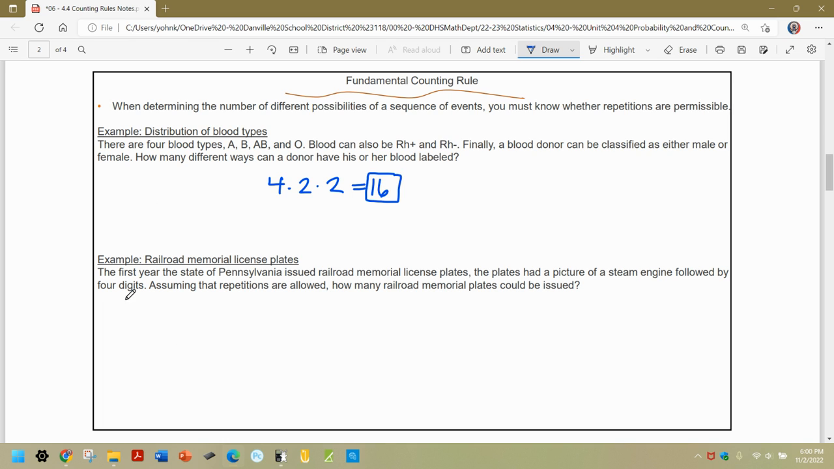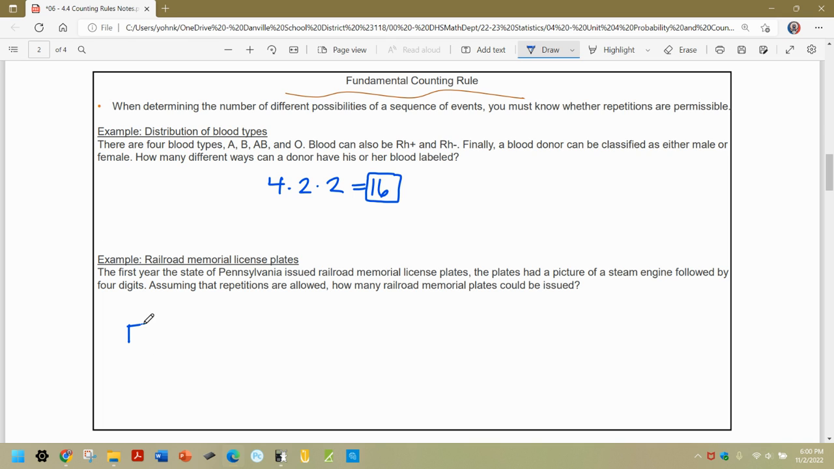All right, then we have license plates. The first year the state of Pennsylvania issued railroad memorial license plates, the plates had a picture of a steam engine followed by 4 digits. Assuming that repetitions are allowed, how many railroad memorial plates could be issued?